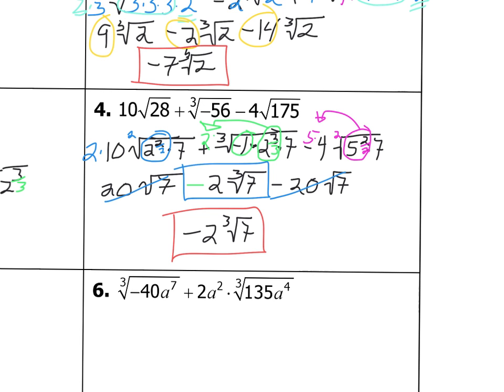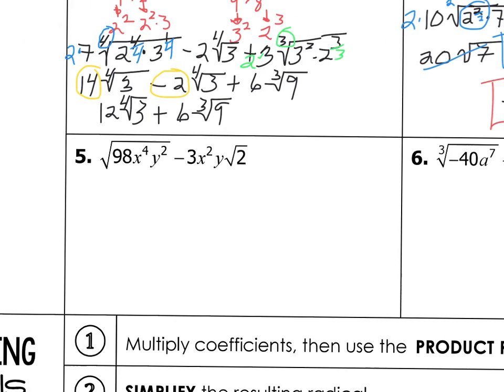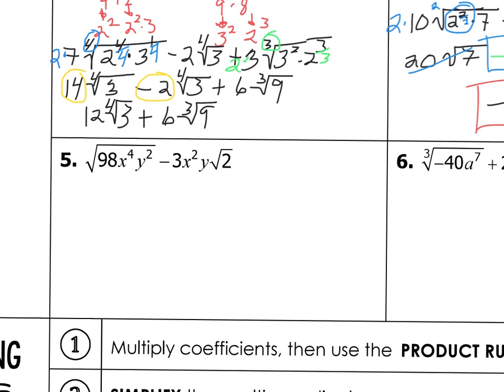All right, let's see what we have next. So this time we have some variables in here. So we have some variables underneath the radical, and we have some variables out in front. So we're hoping to simplify this to just a 2 underneath, and notice that the indexes are 2. So I'm going to take the 98 and I'm going to prime factor it.